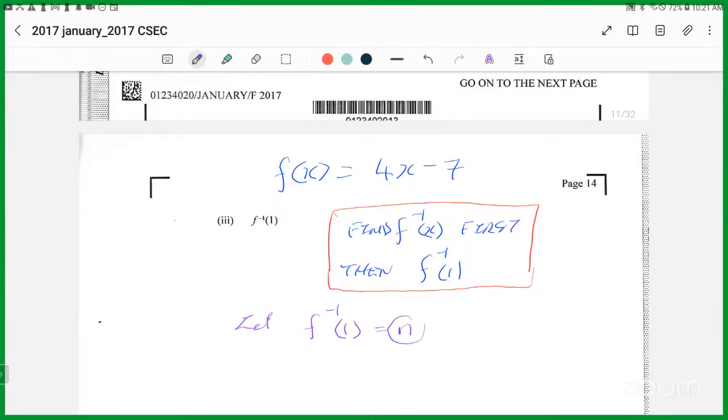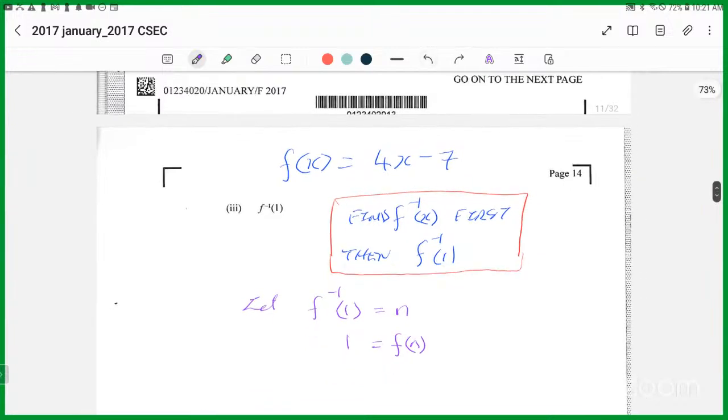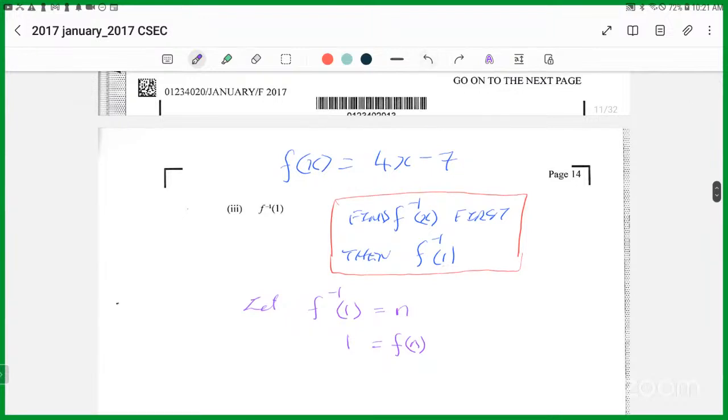So whenever you calculate the value of n, you have found f to the minus 1 of 1. Now, if f to the minus 1 of 1 is equal to n, then it means that the number 1 is equal to f of n. I can take the inverse of the f to the minus 1 and put it on that side. And the f of x is this. So if f of x is this, then f of n means I'm substituting n in here. So it means that 1 is equal to 4n minus 7.